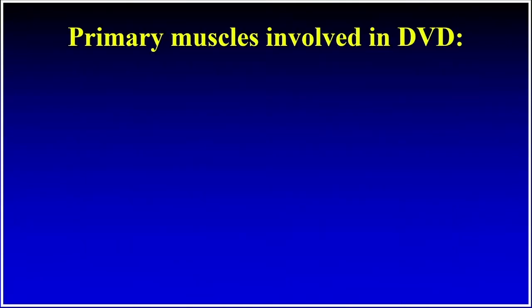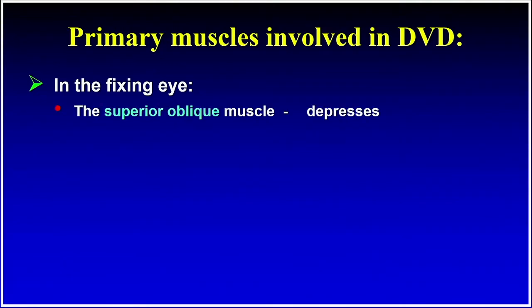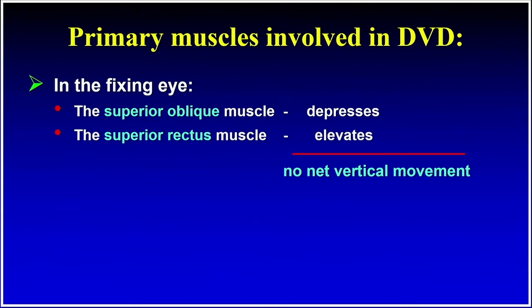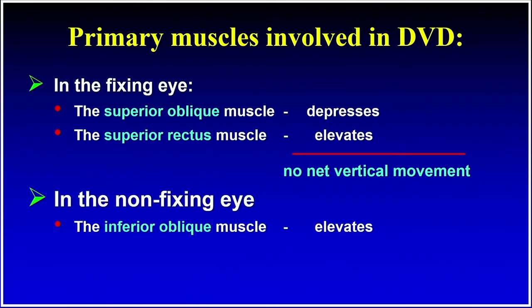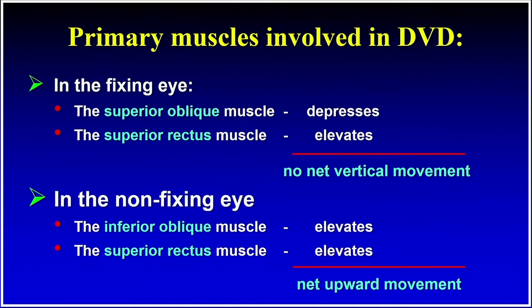So to review, what are the primary muscles involved in DVD? In the fixing eye, the superior oblique muscle tries to depress the eye. The superior rectus muscle elevates it to keep fixation constant, and there's no net vertical movement. In the non-fixing eye, the inferior oblique muscle elevates the eye, and also the superior rectus muscle, because of the version movement to keep fixation, elevates the eye as well, so we get a net upward movement of the non-fixing eye that we call DVD.